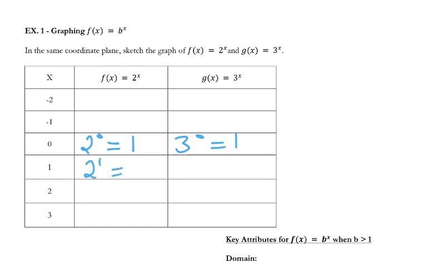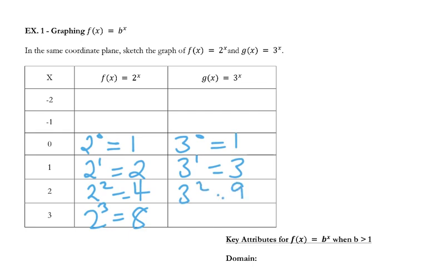2 to the first power is 2. 2 squared is 2 times 2, which is 4. 2 cubed, 2 times 2 times 2, is 8. And if we have 3 to the first, that's 3. 3 squared, 9. 3 cubed is 27.